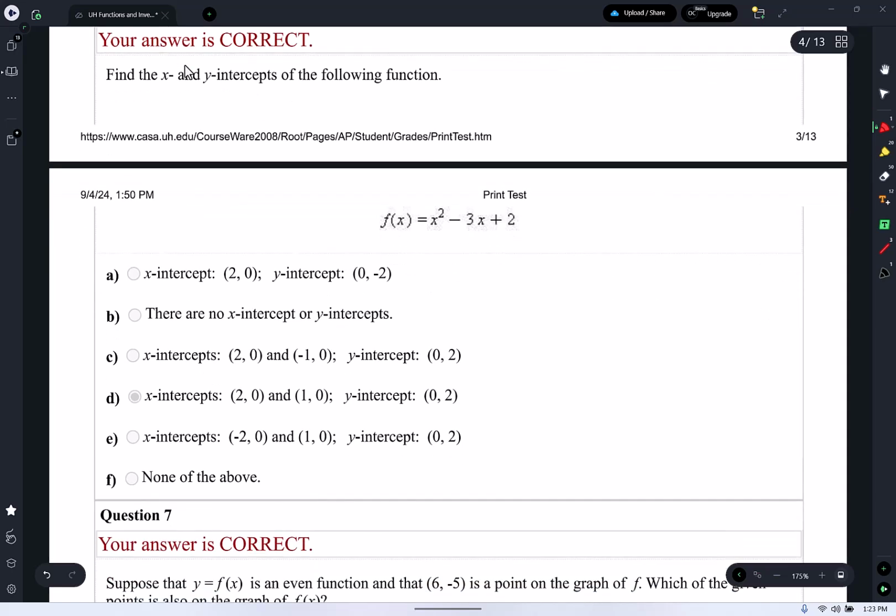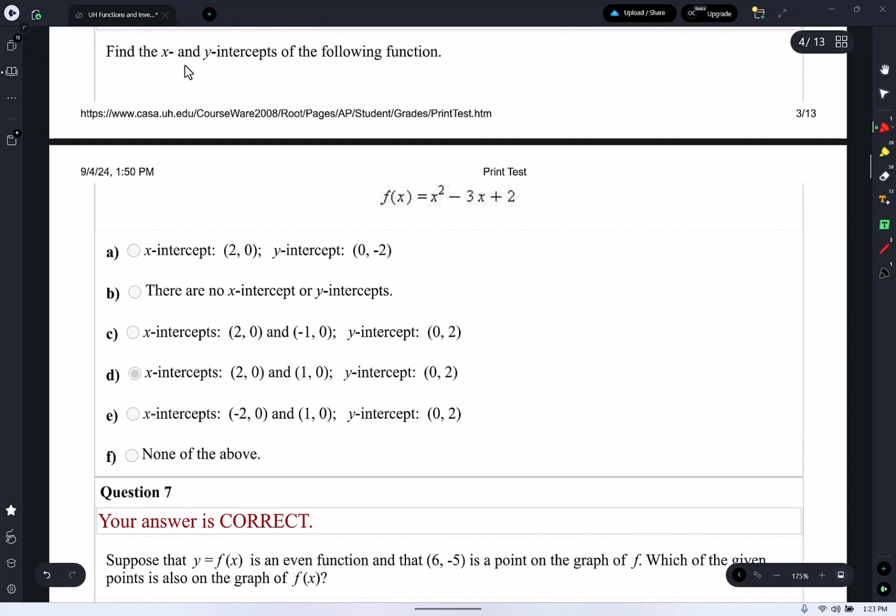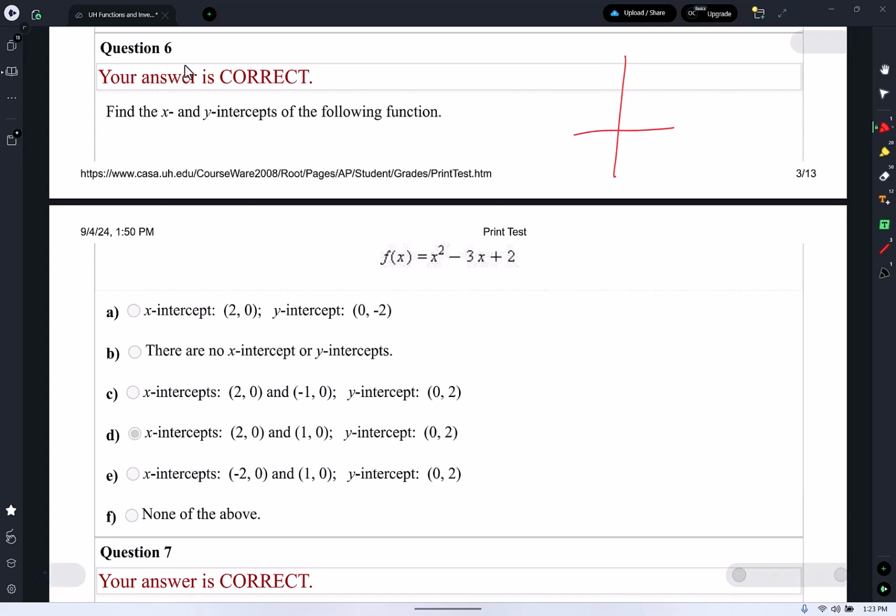All right. It says find the x and y intercepts of the following function, and they give you a function. The easiest one to do, guys, is the y-intercept. I'm not drawing that graph, because obviously it's a parabola opening upward. But notice that I'm just drawing something random. Every time I cross the y-axis, the x value is 0. Do you guys see that? So I'm just going to plug in x equals 0 to find the y-intercept. So I just get 0, 2. That's your y-intercept.